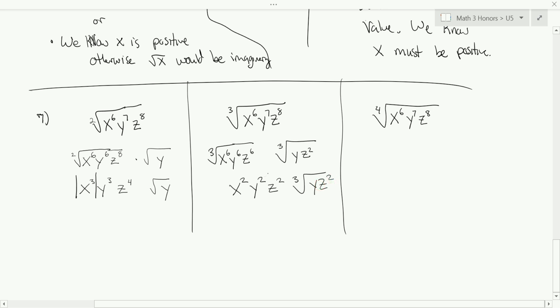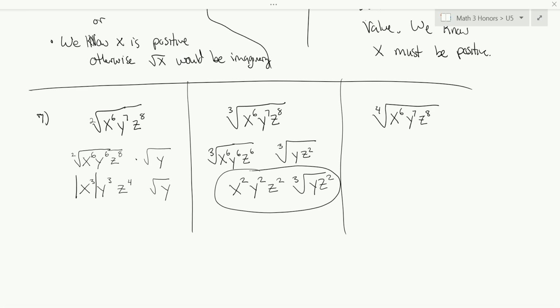So this is the answer that we're looking for. The cube root. Do we need absolute value anyway? Why not? Because it's a cube root. So just in the beginning, that's it. Don't worry about it. Okay.